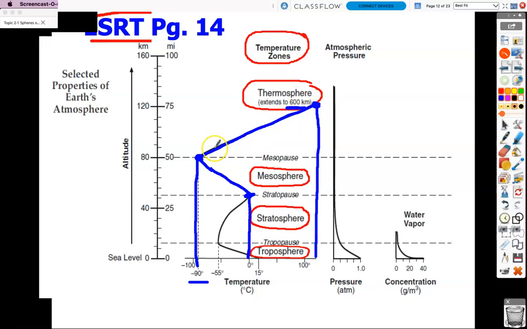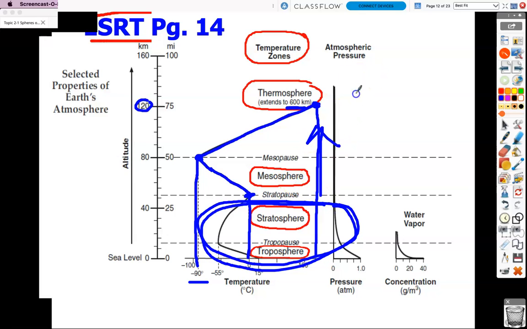Why? The atmosphere is getting much, much thinner. Your most concentrated gases, your oxygen, the ozone, the things that protect us, are down here in the bottom part of the atmosphere. As you go up higher and higher, there's a very, very thin atmosphere up here that's not going to protect you from the sun's energy. So those sun's rays really cause the temperature to skyrocket up here in the upper parts of the atmosphere. Okay.